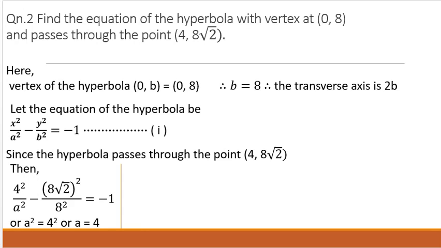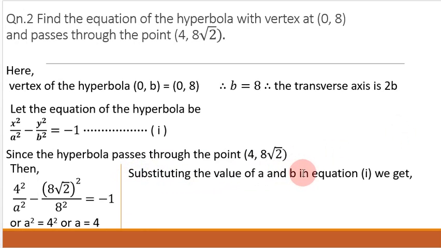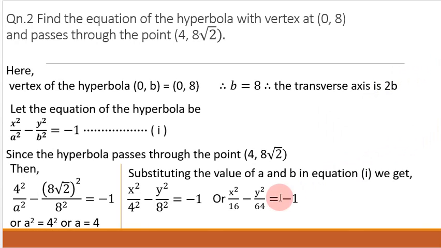So we write it on the other side. Substituting the values of a and b in equation I, we write the equation like this: x square by 4 square minus y square by 8 square. Putting the values of a as 4 square and b as 8 square, and on simplification we get this one. Further on simplifying we get this result, and this is the final answer.